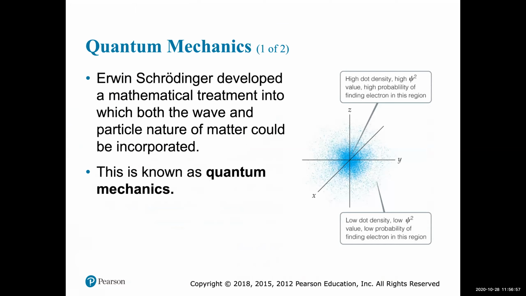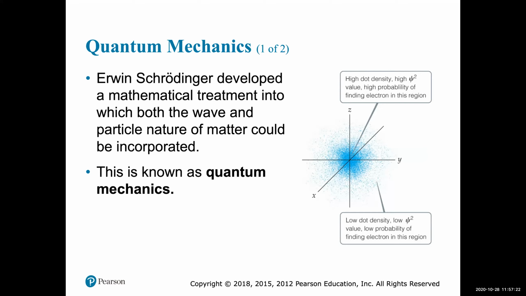Schrodinger further developed this and added the math to it. So you'll hear about, if you continue on to P-Chem, Schrodinger's equation. And the big thing about this is the Schrodinger equation and the Schrodinger math led to a discipline known as quantum mechanics.